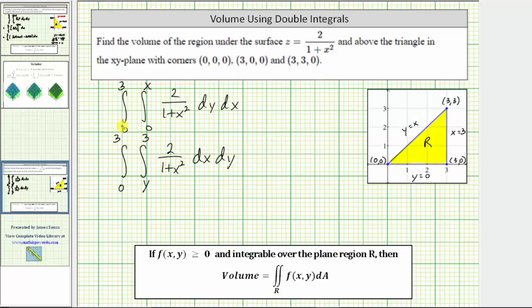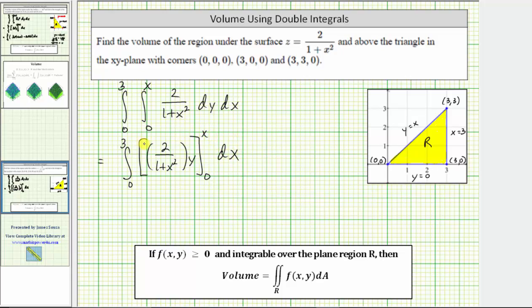Now we need to decide which double integral is going to be easier to evaluate. Looking at the second double integral, if we integrate with respect to x first, the antiderivative will involve arctangent, and then we'll have to integrate that with respect to y, which gets fairly complicated. So let's use the first double integral to determine the volume, because looking at the integrand, if we first integrate with respect to y, we treat x as a constant. So integrating with respect to y first, again we treat x as a constant, and therefore the antiderivative is just 2 divided by the quantity 1 plus x squared times y. The limits of integration are from 0 to x.